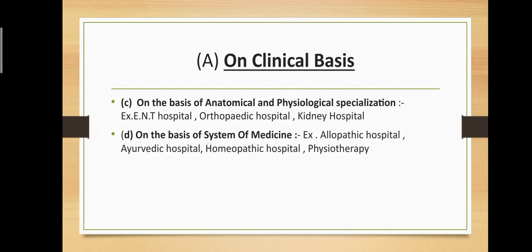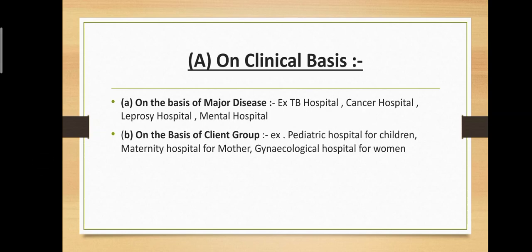D, on the basis of system of medicine. Example: allopathic hospital, Ayurvedic hospital, homeopathic hospital, and physiotherapy hospital. These are the four types under the on clinical basis.